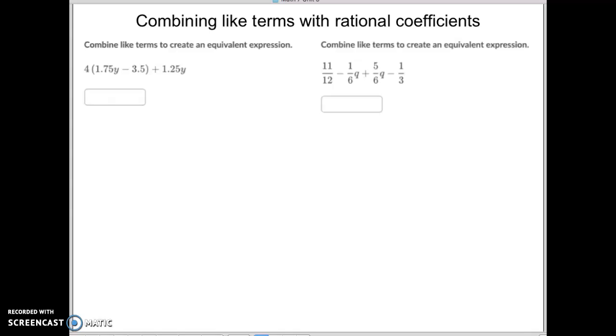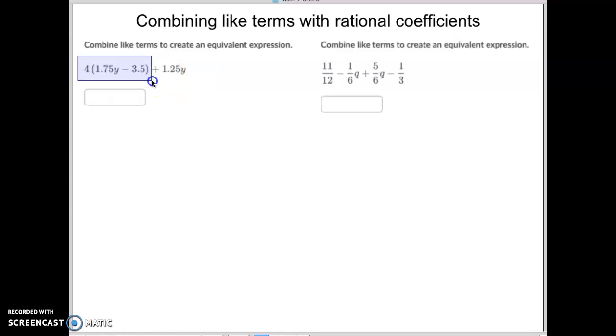All right, Math 7. Today you're doing combining like terms with rational coefficients. Basically what they're trying to tell you is you're doing them with decimals and fractions. So that's what we're doing today. So first one we're going to do is this decimal question right here.